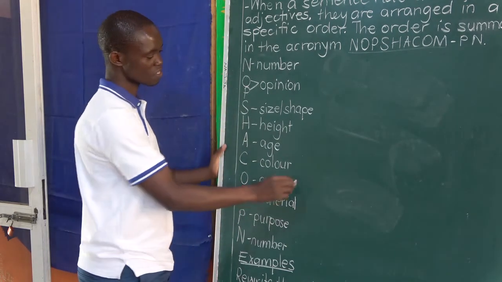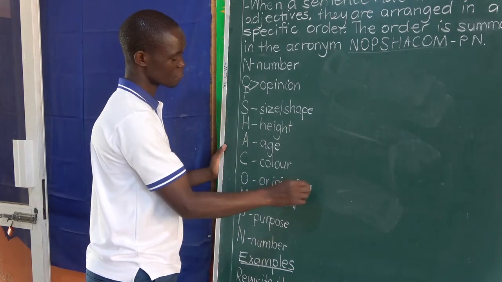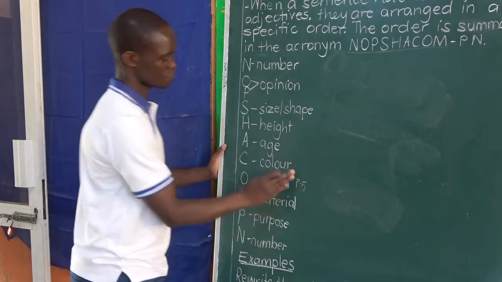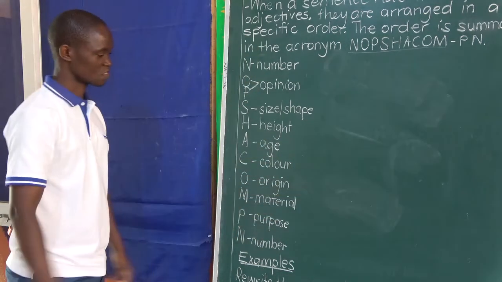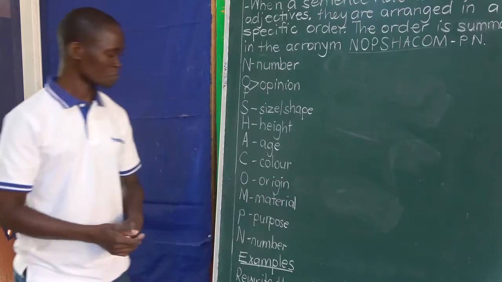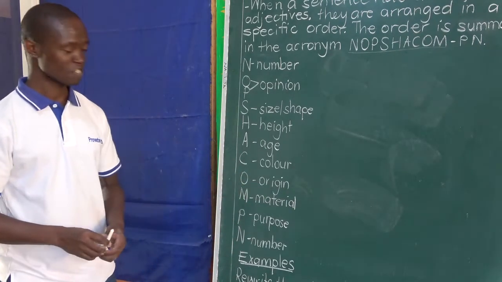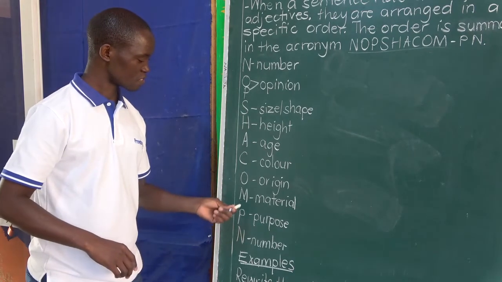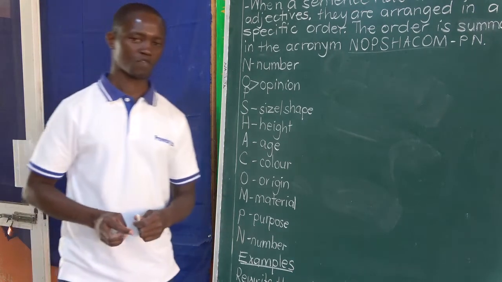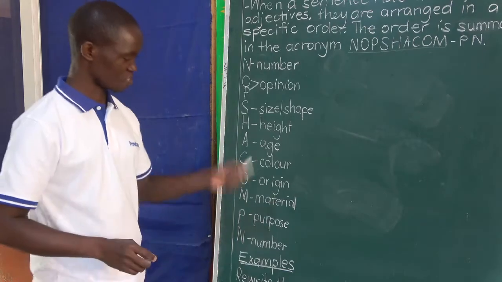Nationality words were taught right from P5. The teacher talked about them. In P5, you learned about nationalities. So today, the teacher wants to give examples of adjectives of origin, and those are the nationality words we were taught in P5. Next is M, standing for adjectives of material.